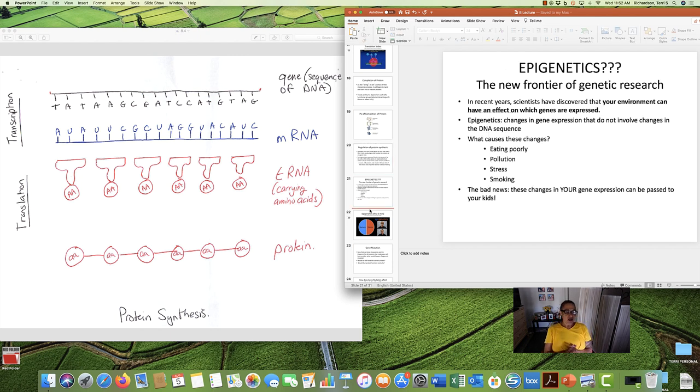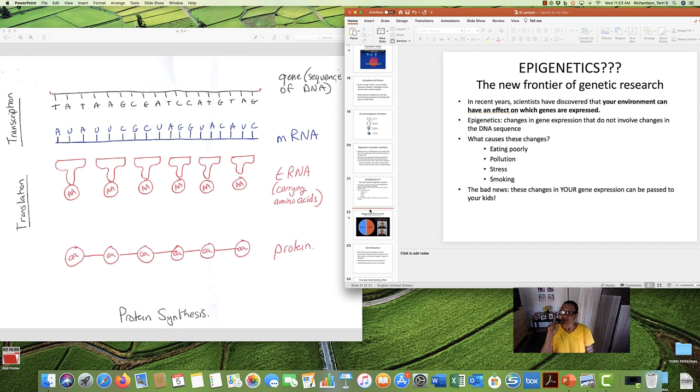All right. Very exciting new field called epigenetics. I don't know if you've ever heard this word before. I've only heard the word in the past few years. But guess what? I don't know if this is good news or bad news. Your environment, we now know, affects what genes are expressed. That's heavy. Your environment can affect what genes turn on and make their proteins.